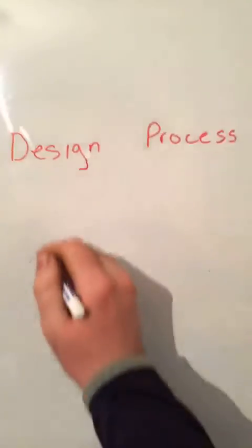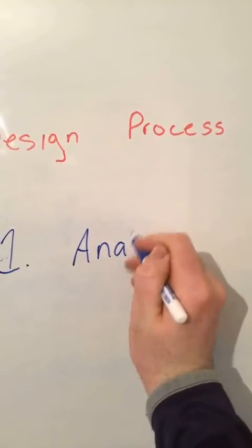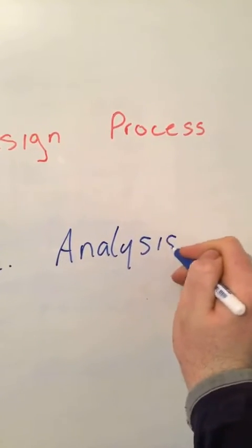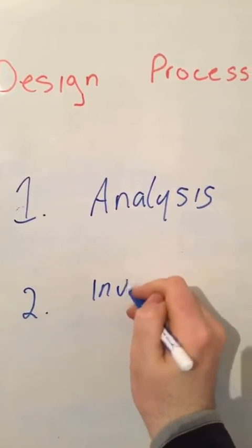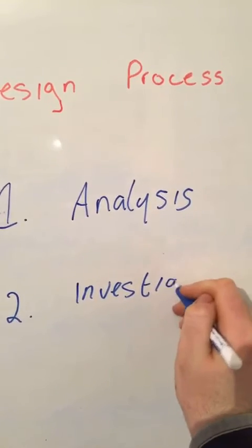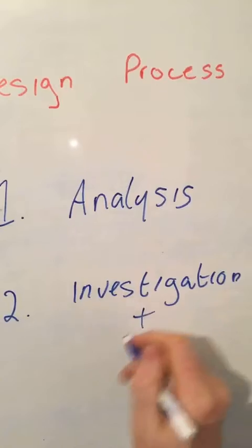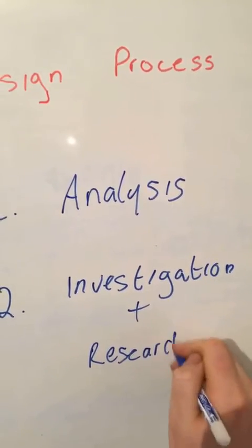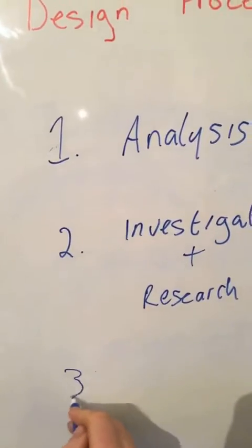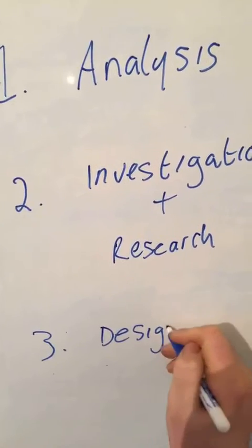Within design process, there are 6 aspects. Number 1, analysis. 2, investigation. 3, research. 4, design ideas.